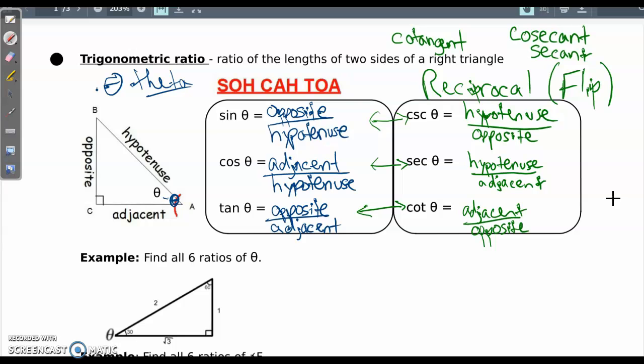You don't have to memorize all six. If you basically memorize the first three, sine, cosine, tangent, from SOHCAHTOA, you then can infer the cosecant, secant, and cotangent by taking the reciprocal. Let's apply this to a couple examples.